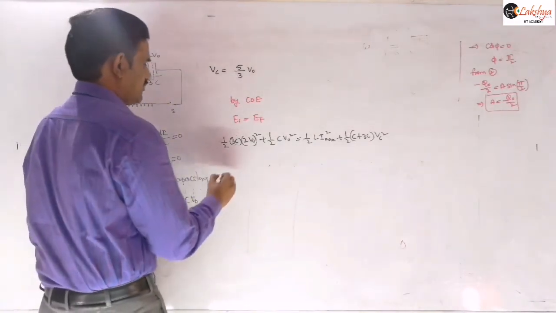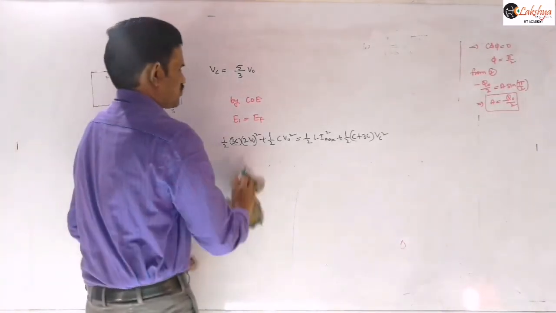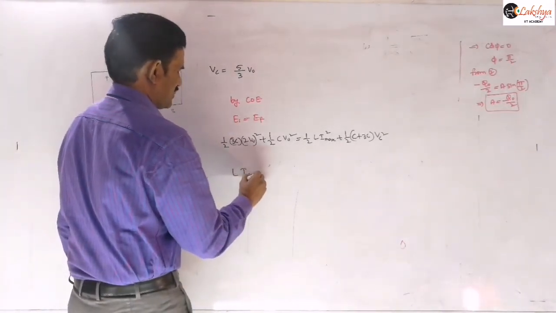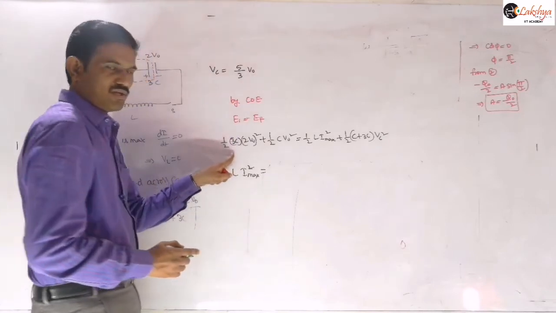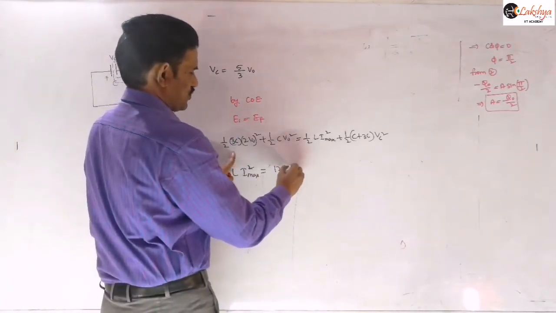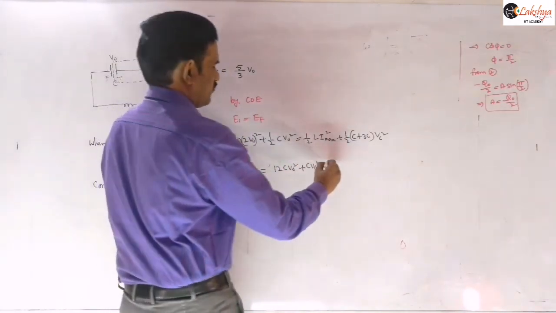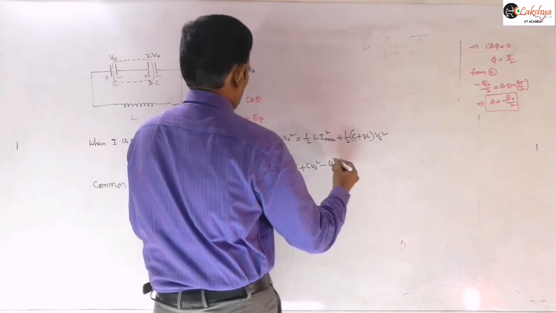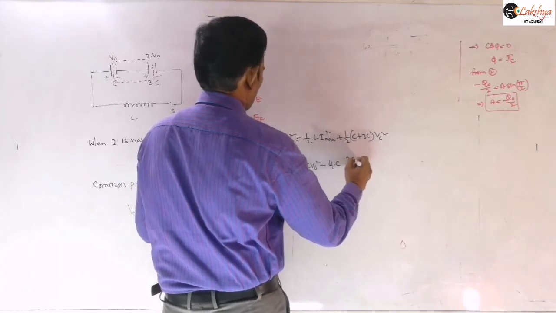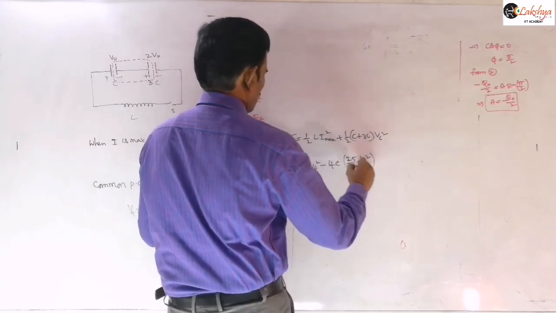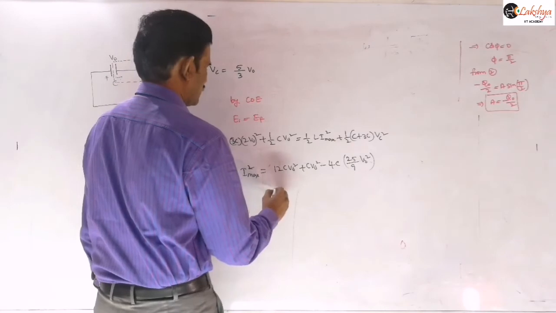Then you can simplify that, and from that you can write this half L i square value, and I am cancelling this half in each term. So then L i maximum square is equal to, here it is 4 into 3, 12 CV0 square plus CV0 square minus 4C into 25 by 9 V0 square, right? So then take LCM and simplify this.